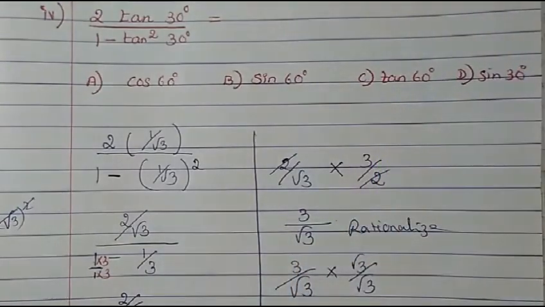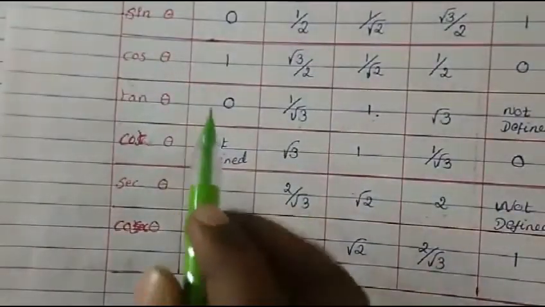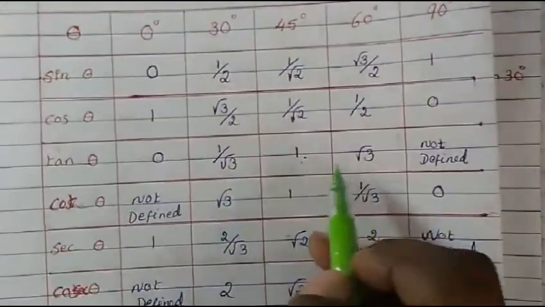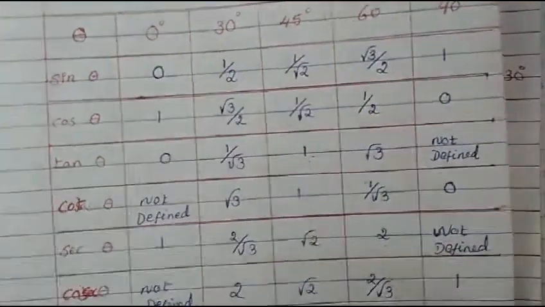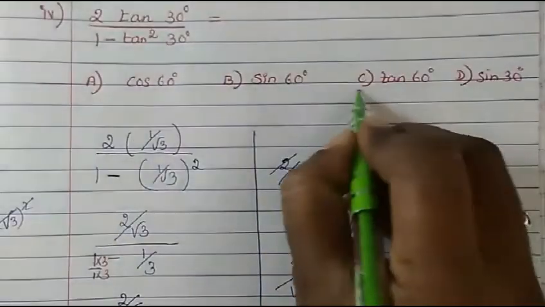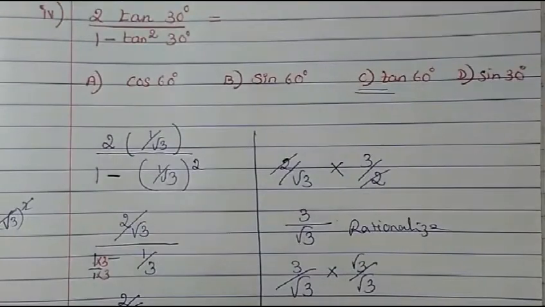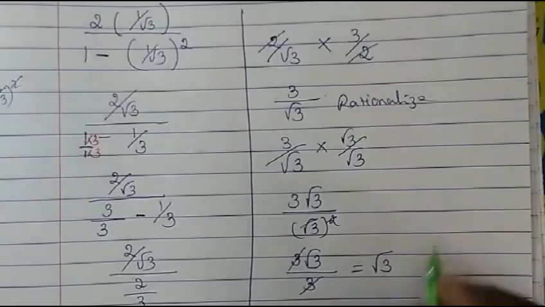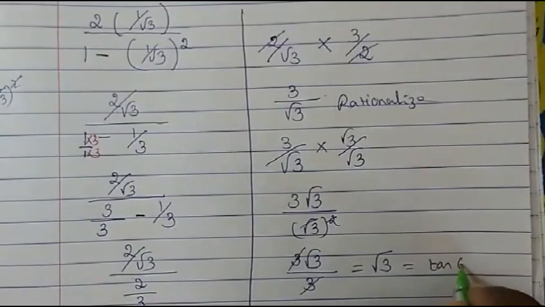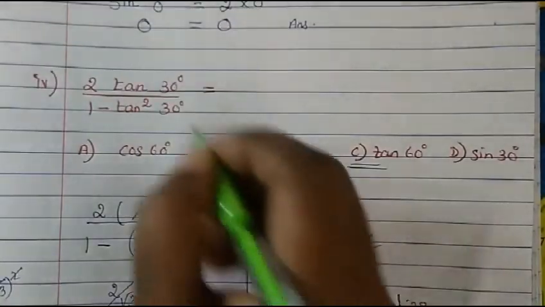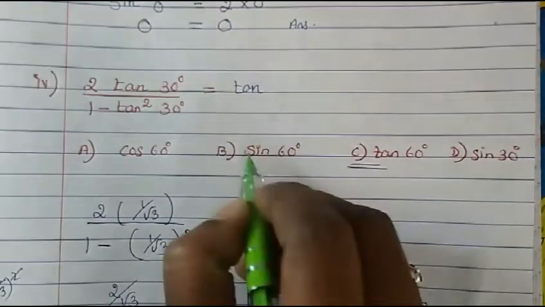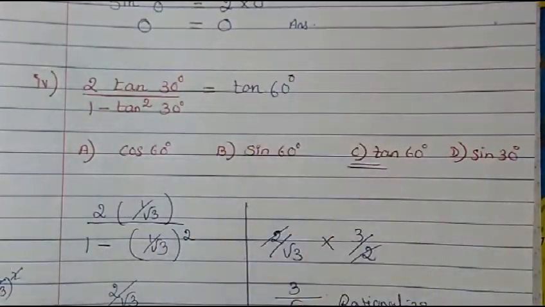Tan 60, let us check. Tan 60 is root 3. So that means this is the correct answer, because we got root 3 here. So root 3 is actually the tan 60 degree value. So this is the correct answer, that is tan 60 degree.